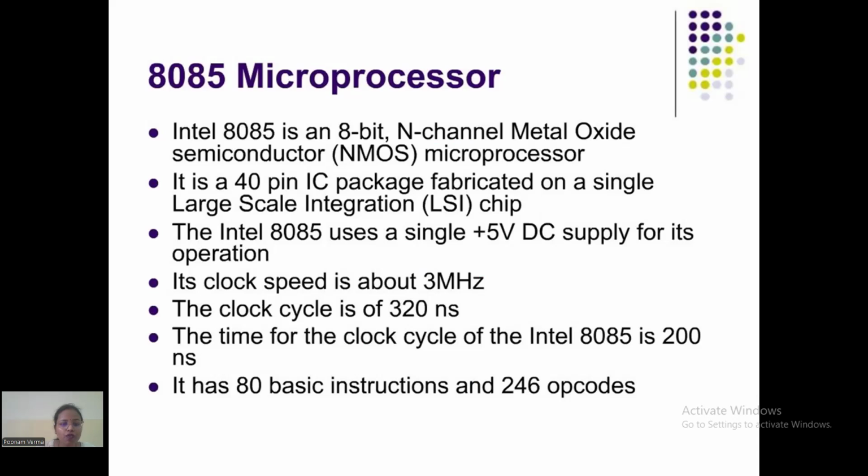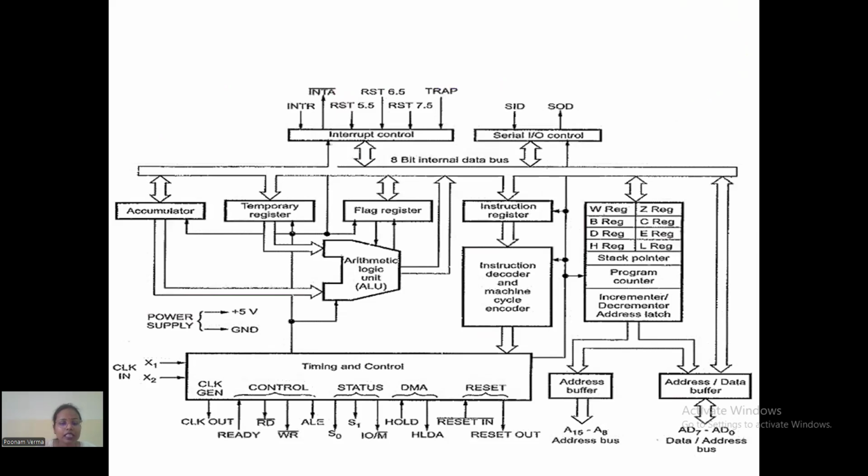The time for the clock cycle of Intel 8085 is 20 nanoseconds. It has 80 basic instructions and 246 opcodes. This is the architecture of the 8085 microprocessor. We will discuss each block of the microprocessor architecture one by one.